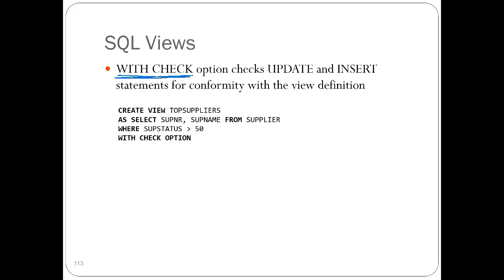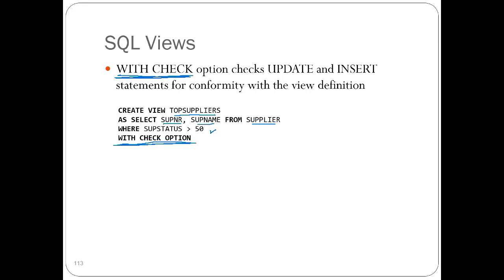Whenever you are defining a view the way we have here, let's look at this: CREATE VIEW top_suppliers AS SELECT supplier_number, supplier_name FROM supplier WHERE supplier_status is greater than 50. This part we had already done in one of the definitions. What we have added here is WITH CHECK OPTION. Now we need to understand what this check option is and why we should put it in the view definition.